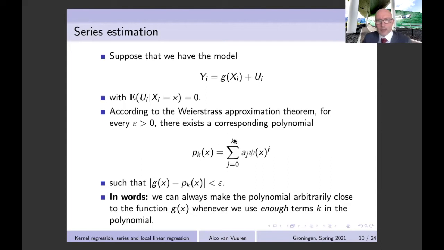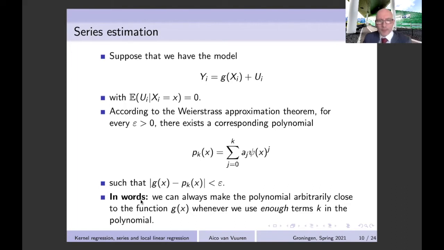That means that it is also always possible to choose a k for this epsilon that we have over here in such a way that the combinations of the aj's and the psi xj's that we have over there is going to give this maximum distance that we have over here. That is the Weierstrass approximation theorem.